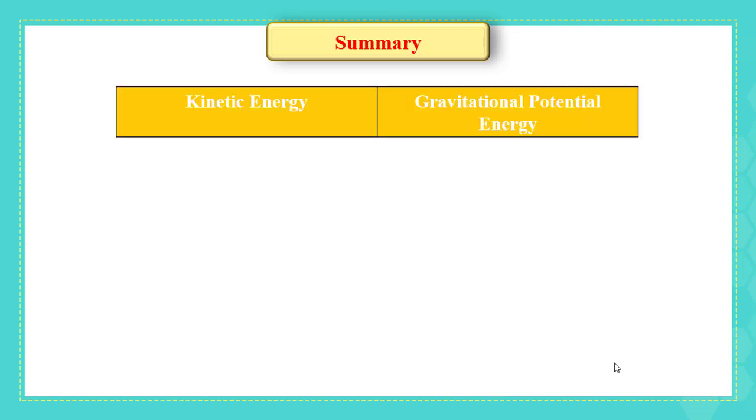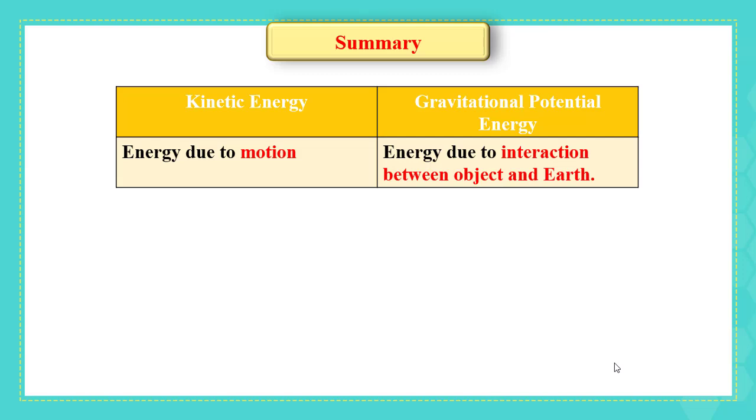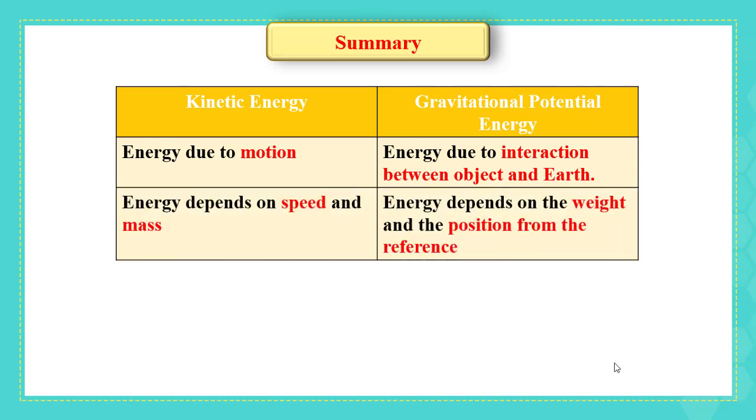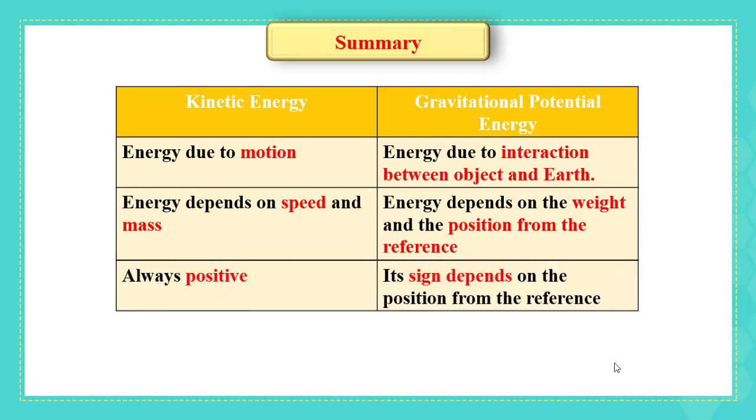This is the end. We can make a comparison between kinetic energy and the gravitational potential energy as a summary. According to the kinetic energy, it is due to motion, while the gravitational potential energy is due to the interaction between the object and Earth. The kinetic energy depends on speed and mass, while the gravitational potential energy depends on weight and the position from the reference. Kinetic energy is always positive. Gravitational potential energy, its sign, depends on the position from the reference. It could be positive or negative or even zero.